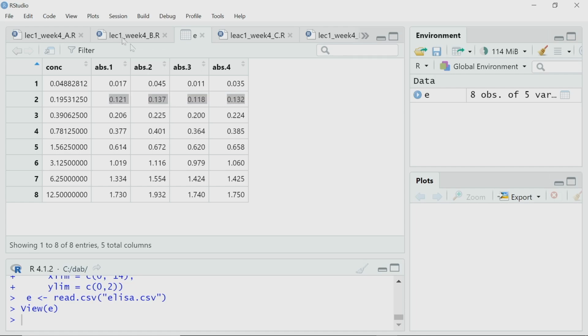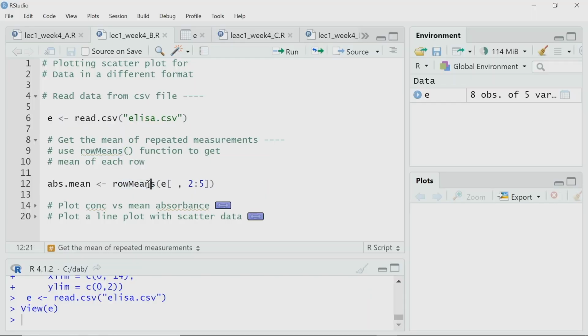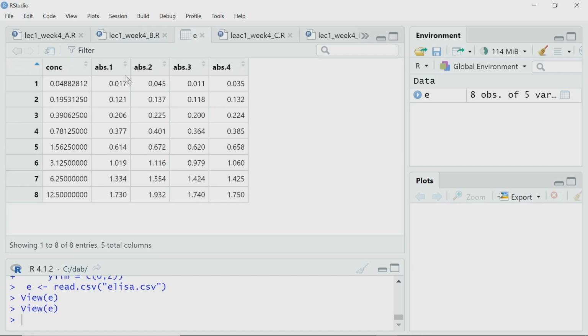To get the mean, I will use the rowMeans function. The rowMeans function will take one row at a time and calculate the mean of the data in that row. So, what is the argument for that? I want only the second column up to the 5th column data, because the first column is for concentration. I do not want to use that while calculating the mean. So, I will take the second column to the 5th column and all rows from E, and calculate the mean for each of the rows.